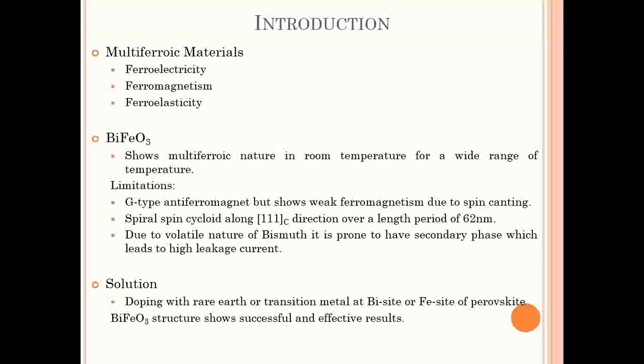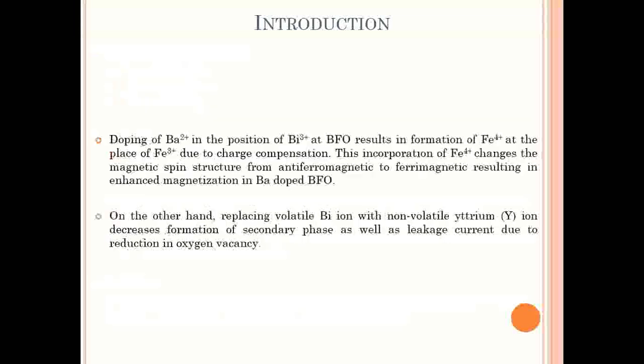Another drawback is that, due to the volatile nature of bismuth, it is prone to oxygen vacancies, which results in high leakage current. As a solution to these problems, doping with suitable metals at the bismuth site or iron site of BFO is observed to work with fusion. From literature, it is observed that doping with barium 2+ ion in the position of bismuth 3+ ion of BFO results in formation of iron 4+ ion at the place of Fe3+ ion due to charge compensation.